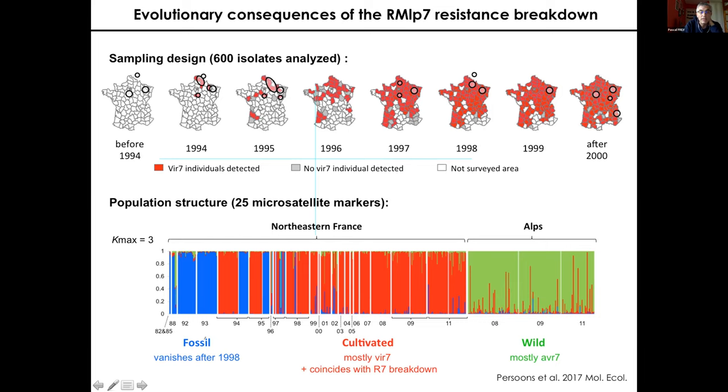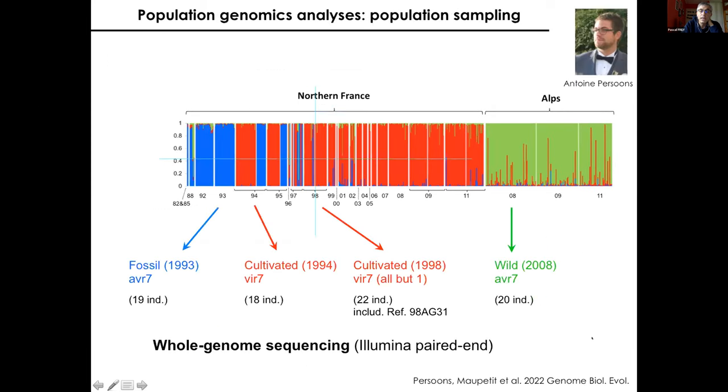So the population of poplar rust has been totally replaced. And the replacement time was about 4 years, because the new group appeared in 94 and the blue group disappeared in 98. And in green, you have another group, which is a wild group that was sampled in the Alps, where we can find very relictual populations, which are mostly avirulence 7 and which are not influenced by poplar cultivation. And during his postdoc, Antoine Persoons selected about 80 isolates belonging to the three groups: the fossil group, the cultivated group at the beginning in 94, the cultivated group 4 years later in 98, and then the wild group.